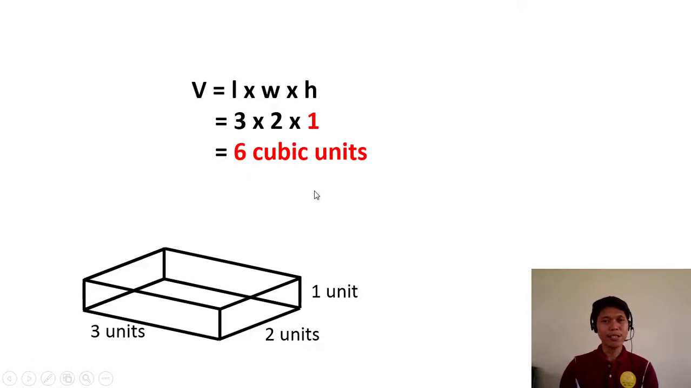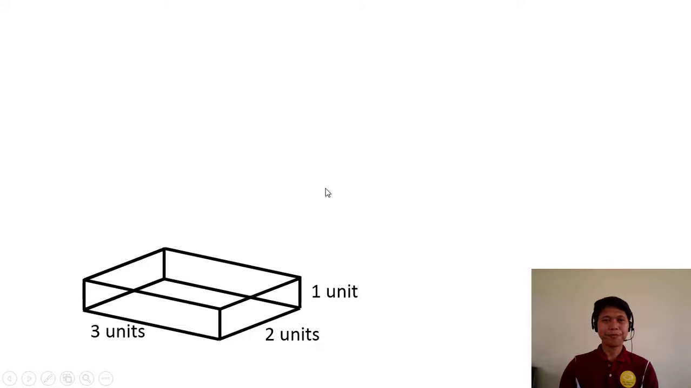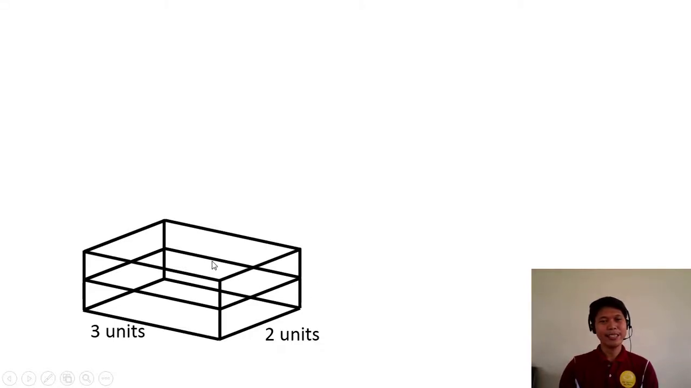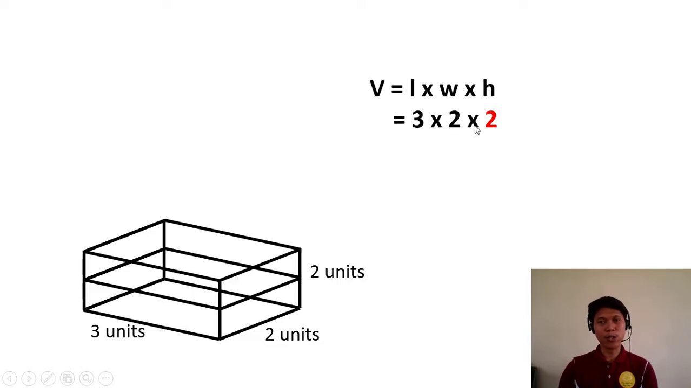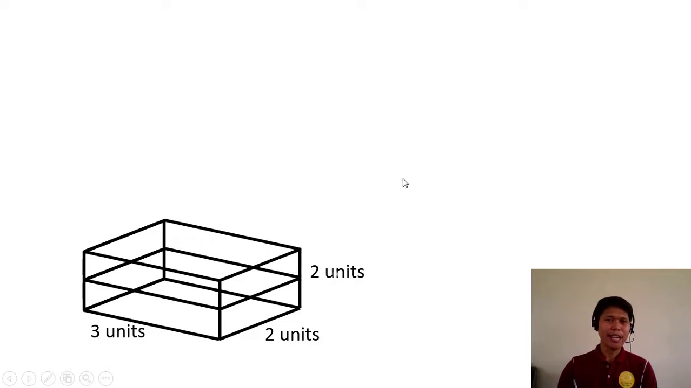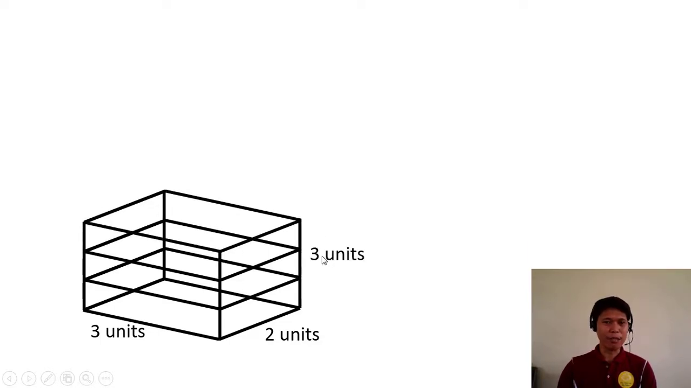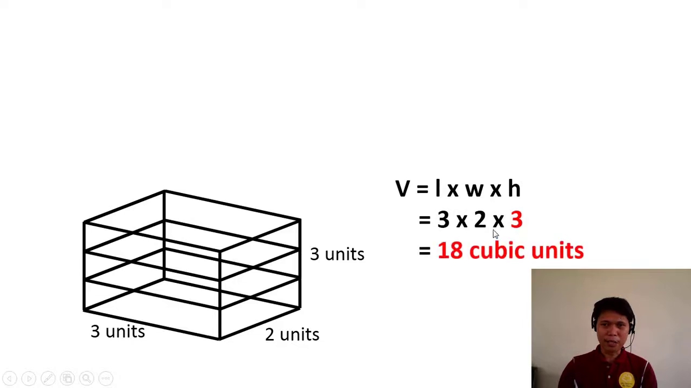Okay, so for example, we'll add another. The height becomes 2 units. Then it is length times width times height, 3 times 2 times 2, and it is 6 times 2, which is 12 cubic units. Okay, and the same process, we are going to add another. It becomes 3 units, and 3 times 2 times 3 is equal to 18 cubic units.